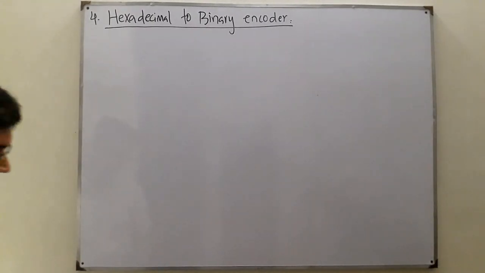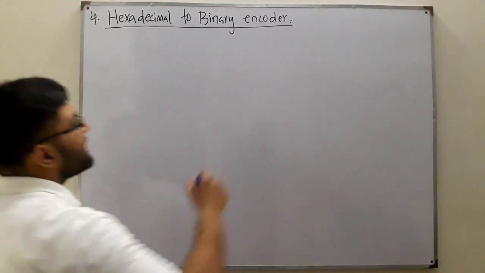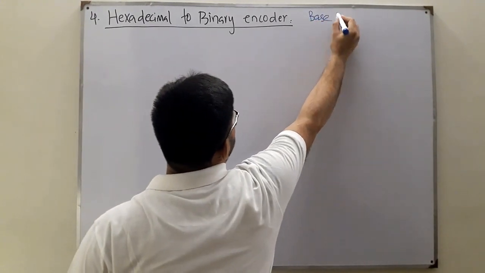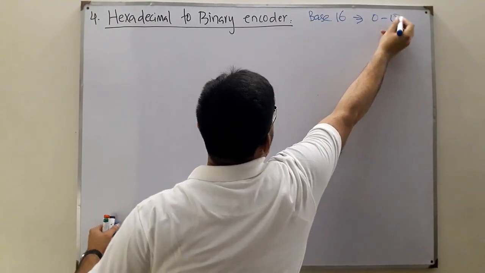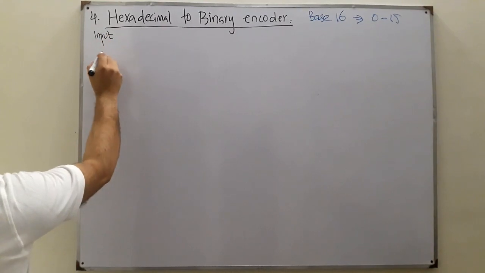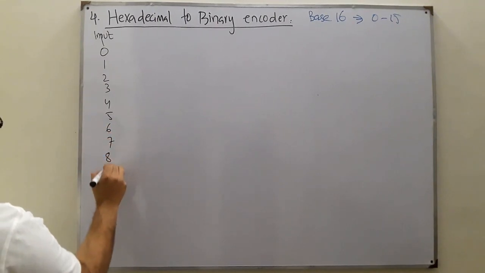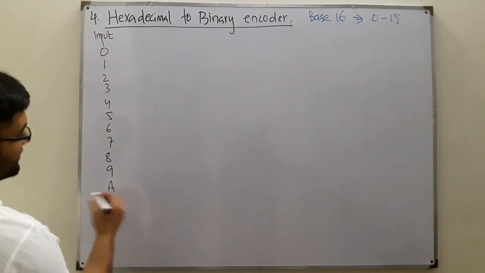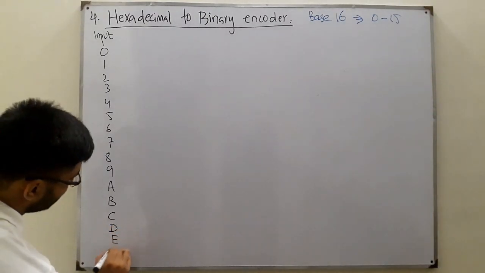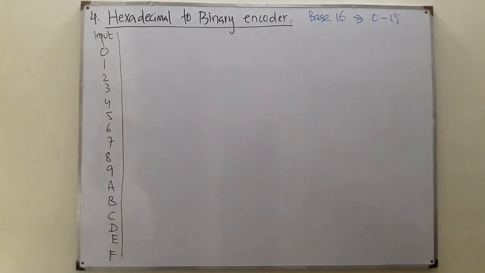Now, for some of you that know, let me revise: the hexadecimal is a base 16 system, which means we have numbers from 0 to 15, all right? So let's say this is the input side, where we have numbers from 0, 1, 2, 3, 4, 5, 6, 7, 8, 9, 10, 11, A, B, C, D, E, and F. You know this. And you also know that to represent these, we need 4 bits, okay?